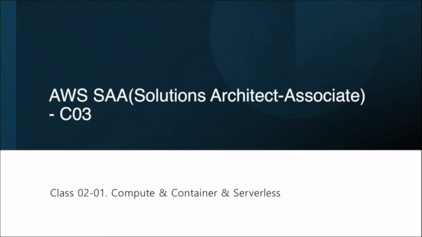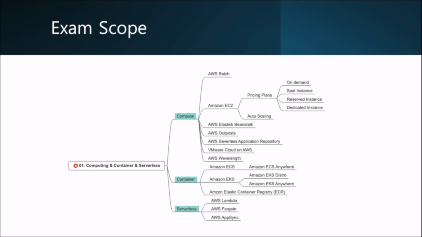Let's start the AWS Solution Architect Associate C03 Certification Preparation course. Today is the fourth lecture, and in this lecture, we will learn more about the first service topic, Compute, Container, Serverless. This is the Compute Container Serverless service topic map. Let's look at it one by one in order.